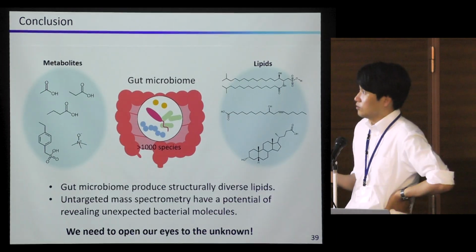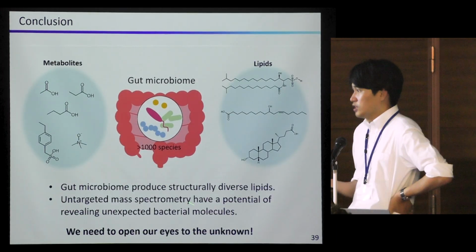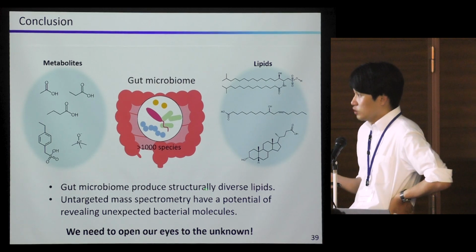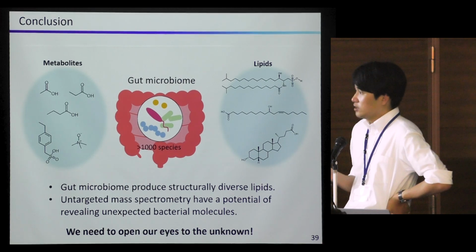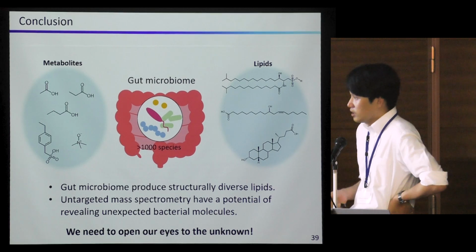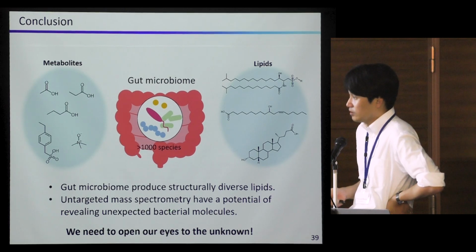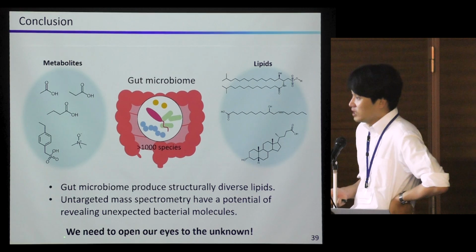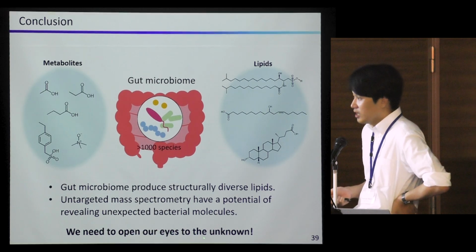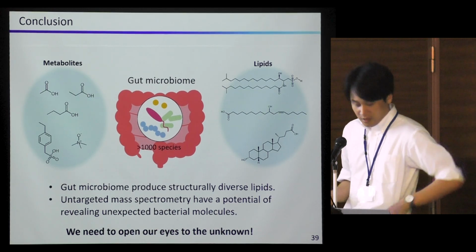So let me conclude this presentation. Actually, the gut microbiome produces structurally diverse lipids, and untargeted mass spectrometry has the potential of revealing unexpected bacterial molecules. So the take-home message is we need to open our eyes to the unknown.